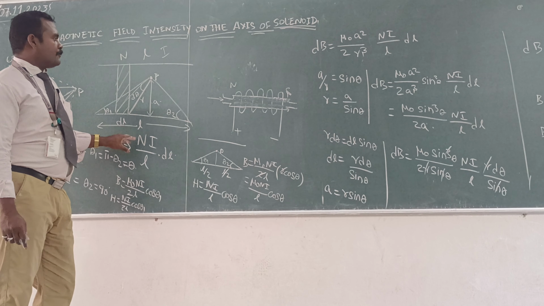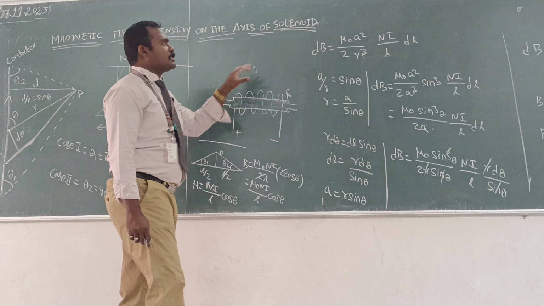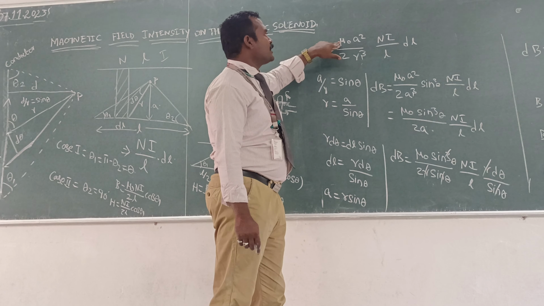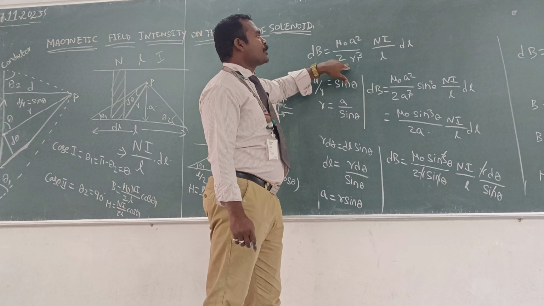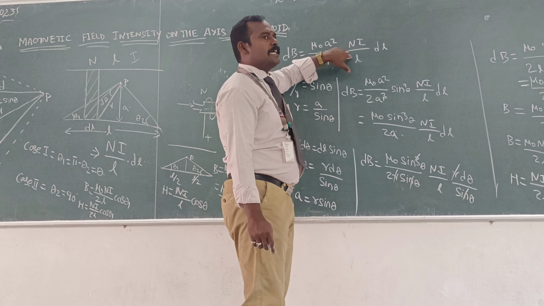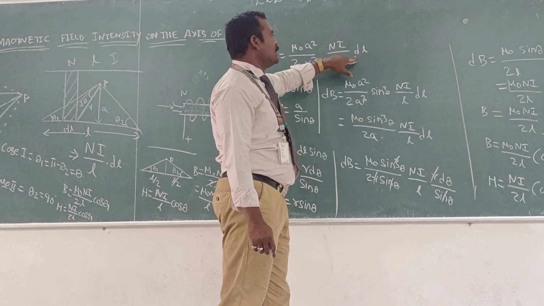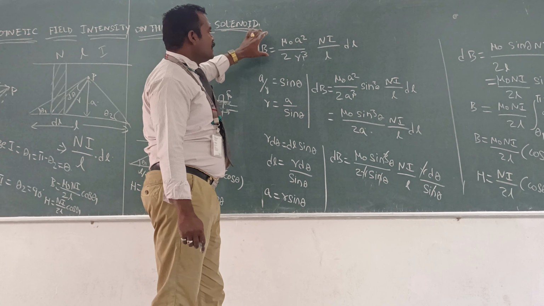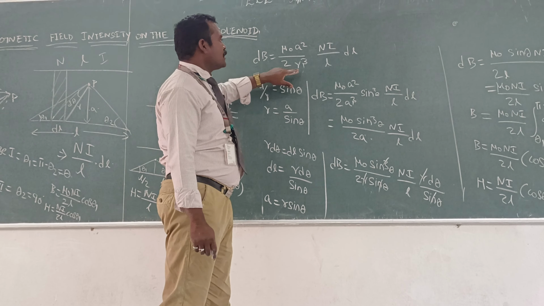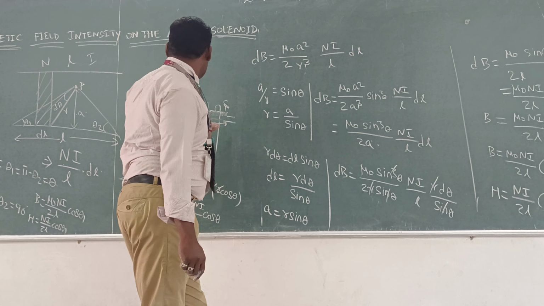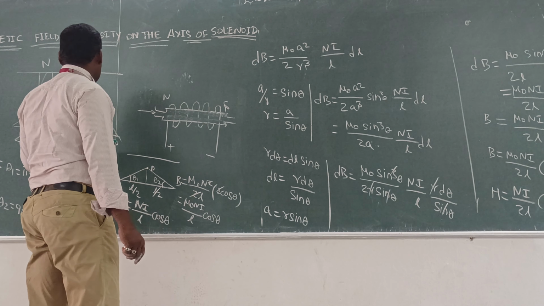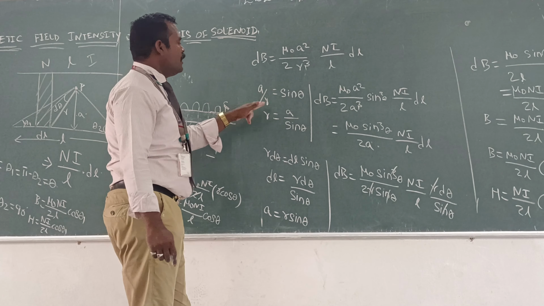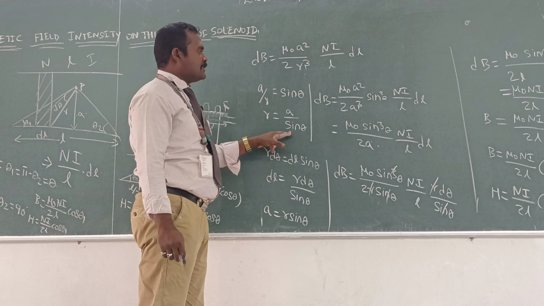From this we can find the expression dB equal to mu naught into A square divided by 2R cube, into the current element N into I divided by L into DL. That is the differential magnetic flux density. In that expression we need to substitute some other parameters from the diagram. In the diagram, A by R is equal to sin theta, so R is equal to A by sin theta.